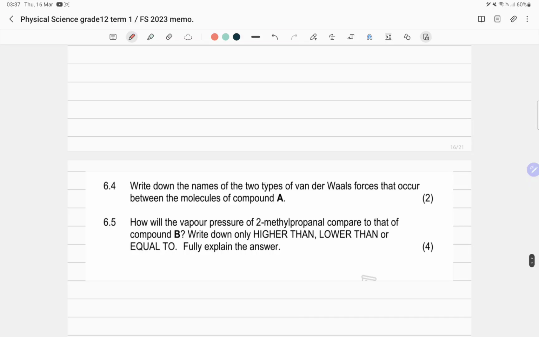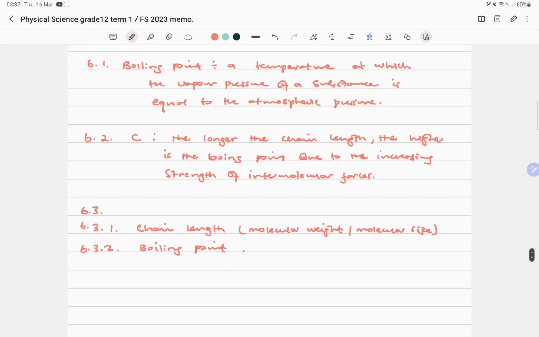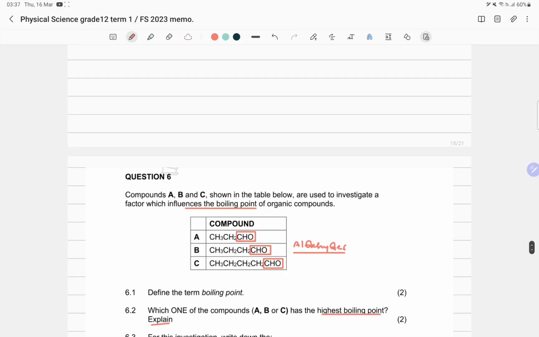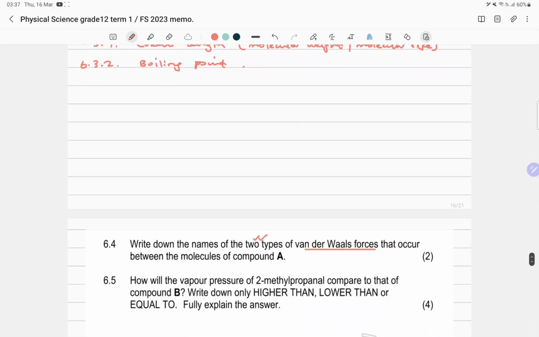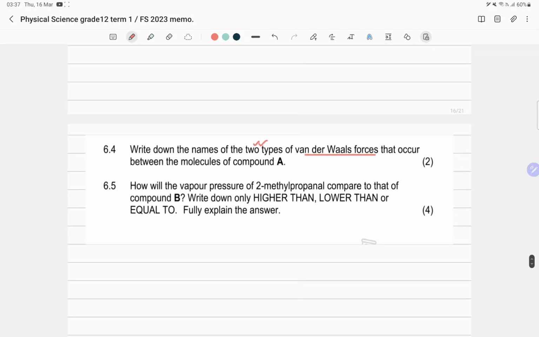6.4 says write down the names of the two types of the van der Waals forces that occur between the molecules of compound A. Now, compound A, it is what? It's an aldehyde. So it has two van der Waals forces. It is the dipole-dipole forces as well as London forces. So we're going to write it like this.